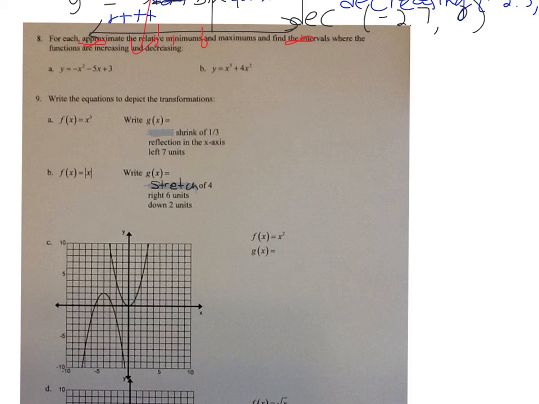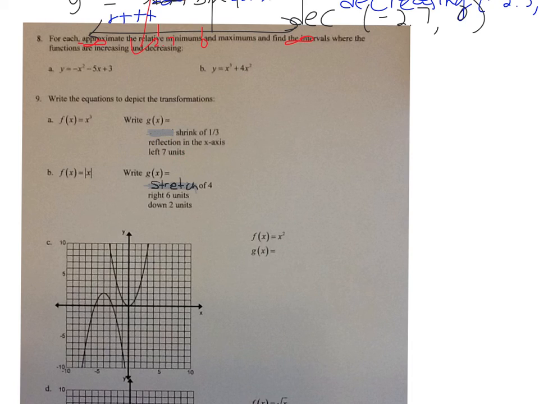Okay, so let's take a look at the transformations. It says write the equations to depict the transformations. We're starting off with the parent function f of x is equal to x to the third power. And then I want to write g of x after this transformation here. I need a shrink of a third, a reflection over the x-axis, and a left of 3 units.